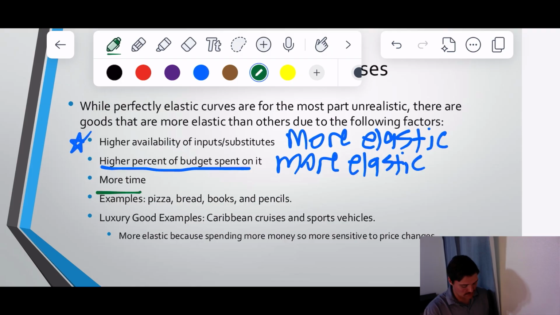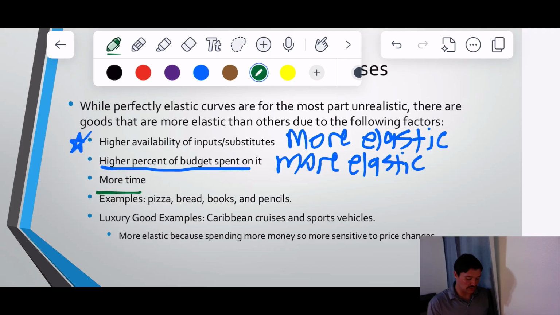Okay. So let's think about some examples that are elastic. Pizza, bread, books, pencils, right? All of these have substitutes. They have a lot of substitutes. Not really much on the percent of the budget, but you do have a lot of time to decide on these goods. So these are going to be relatively elastic. Luxury goods like Caribbean cruises, sports vehicles, okay, those are more elastic because you're spending more money, so you're sensitive to price changes.